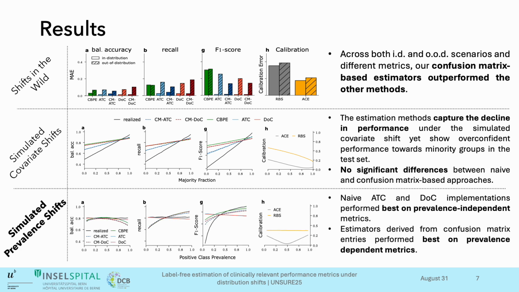On the prevalence shifts, naive methods worked for prevalence-independent metrics but broke down for dependent ones. CM-based estimators captured the trend in F1 but with high error. In short, naive methods ignore prevalence, confusion matrix-based ones capture the trend but lack accuracy, showing that prevalence shifts remain a major failure mode for all estimators.